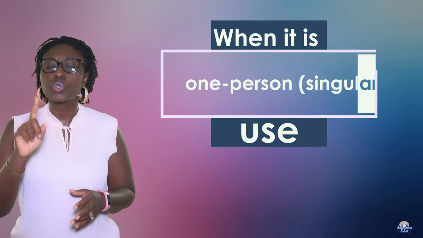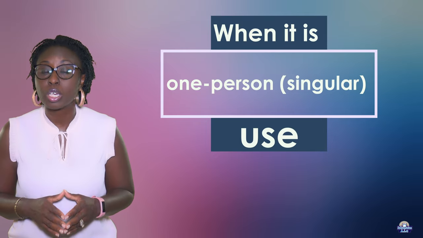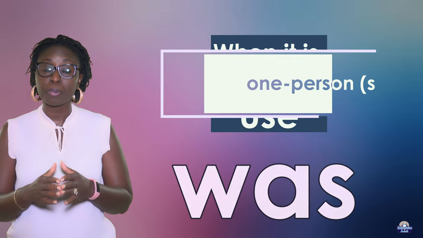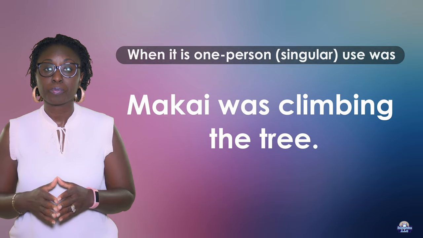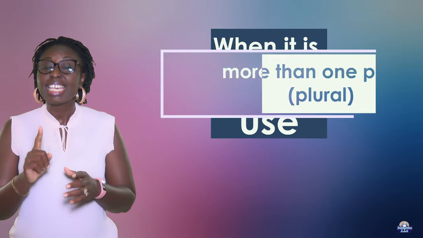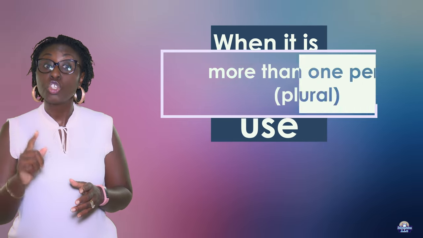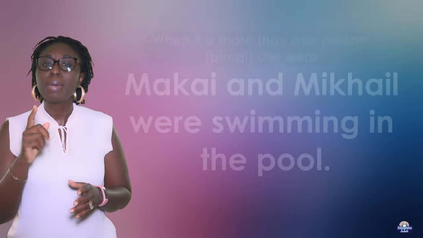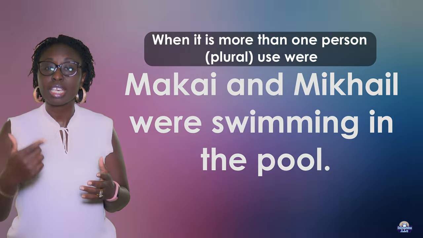When it is one person, singular, use was. For example, Mackay was climbing the tree. When it is more than one person, plural, use were. Mackay and Mikhail were swimming in the pool.